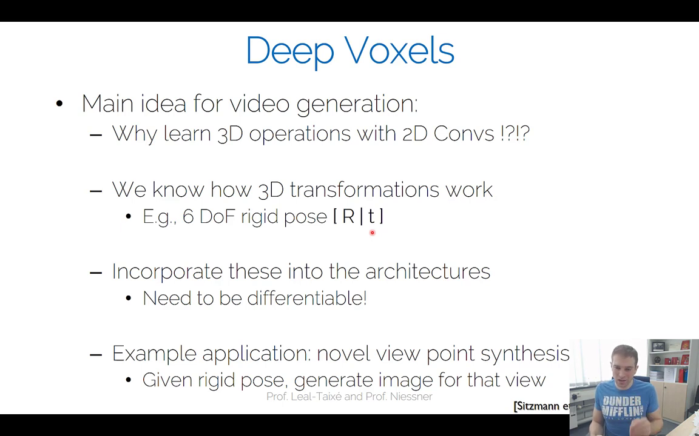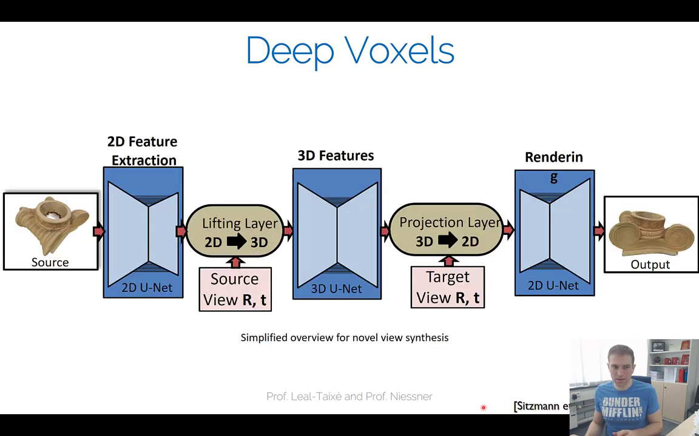And as long as they are differentiable, you can still learn the missing pieces. This is what this Deep Voxels paper is doing. This is an example application that also works for novel viewpoint synthesis. So in this case, again, you give the rigid pose of the camera and then generate a new viewpoint for that. So if we look at a simplified pipeline of Deep Voxels, it's still very similar to before.